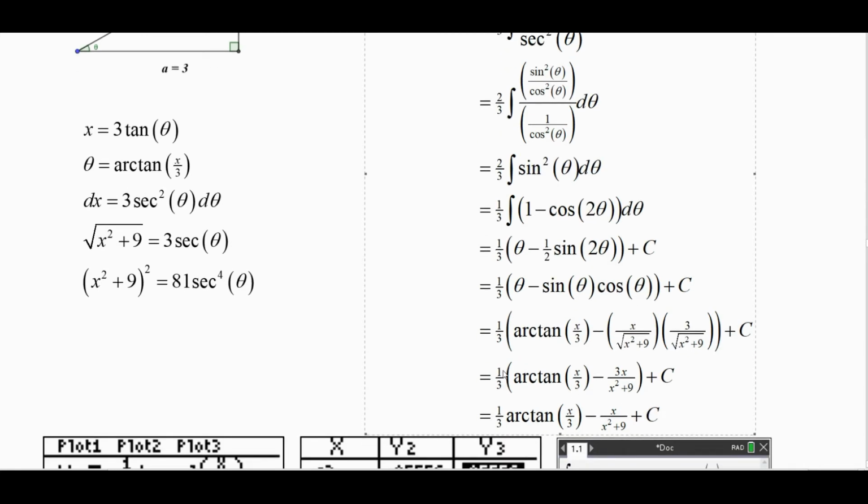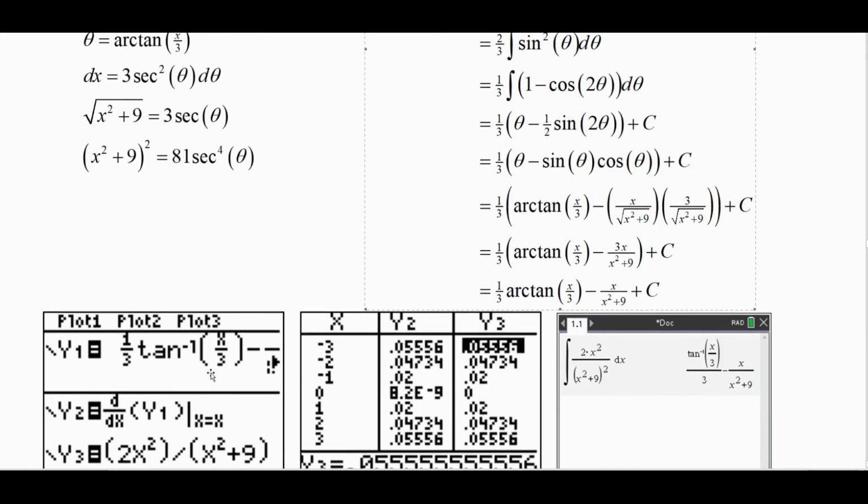And I'm going to distribute the 1/3, so I have 1/3 arctangent of x over 3 minus, when I distribute the 1/3 here, the 3 cancels, I get x over x squared plus 9. And then, of course, we have our plus c. So there's our final answer.